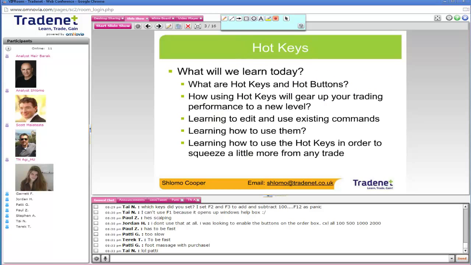So hotkeys allow you to program specific keyboard strokes to execute predetermined commands, like selling half a position at a predefined level for profit while placing a protective stop below the last support of the price action. So let's see how we are doing that.